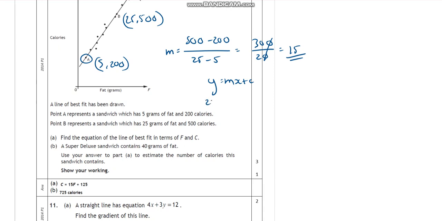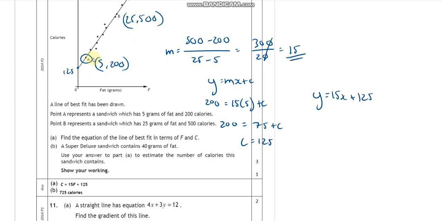I'll use a nice small number, so I'll say 200 is equal to 15 times 5 plus c. So that's 200 is equal to 75 plus c. C is equal to 125. That means that intercept is 125. Which actually makes sense, doesn't it? That's 200 up there. Yeah, that's good. So my final answer is y equals 15x plus 125.